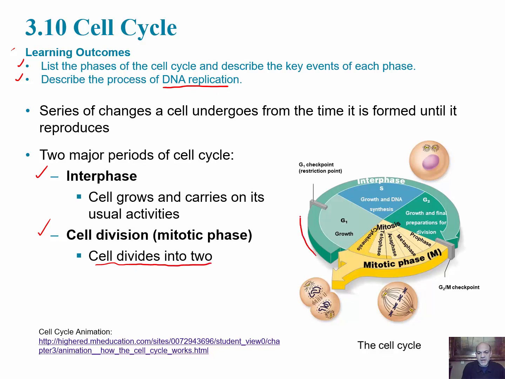You can see in the diagram on the right, interphase visually looks like it takes up most of the diagram, which kind of shows that that's where the cell spends most of its time during that cycle. And then the yellow area there on the bottom is the mitotic phase, where the cell goes through a division.